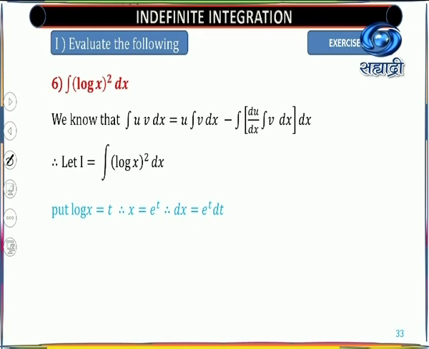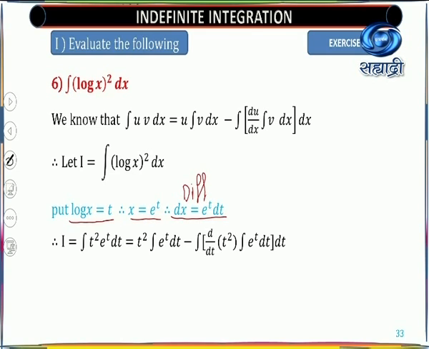So we are able to convert this into an exponential function by using the definition of log x from the exponential function. If you substitute log x equal to t, you will get x as e raised to t. If you differentiate, you will get dx equal to e raised to t dt. Now what will be our integration? Your integration becomes t square, because log x equal to t. We need to write what is dx. Dx is e raised to t dt. Now this is a simple function.